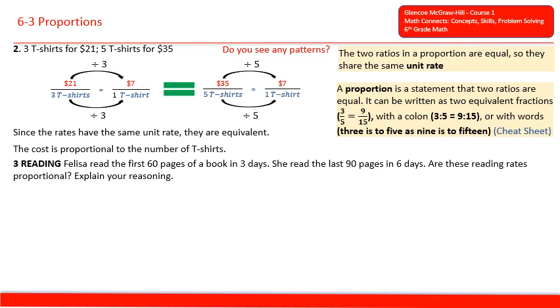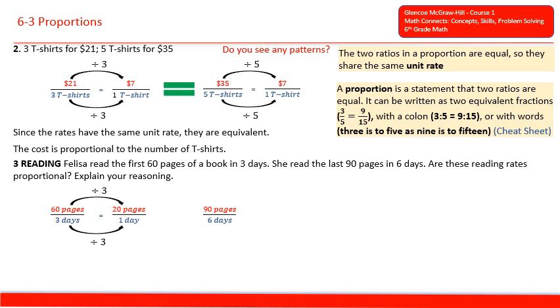Number 3, reading. Elisa read the first 60 pages of a book in 3 days. She read the last 90 pages in 6 days. Are these reading rates proportional? Explain your reasoning. So we have 60 pages that she read in 3 days, and we need to find the unit. So we divide 3 days by 3 to get 1 day, and then we divide 60 by 3 to get 20 pages per day.